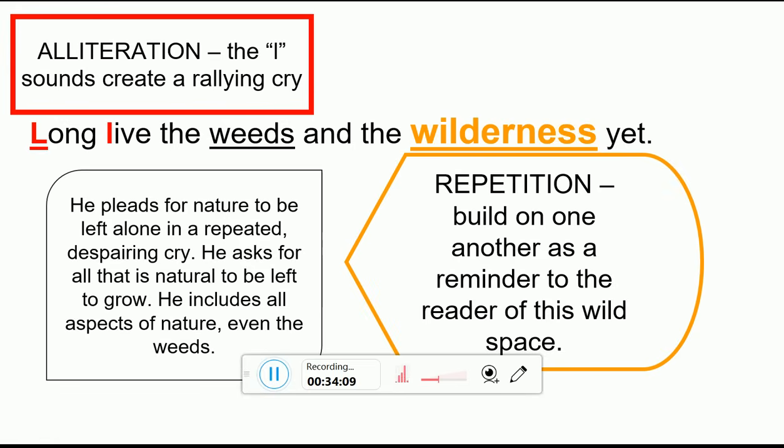He includes all aspects of nature, even the weeds. Now, the repetition built on one another reminds us to say we must let the wilderness be, if that is what nature wishes, and not temper it.